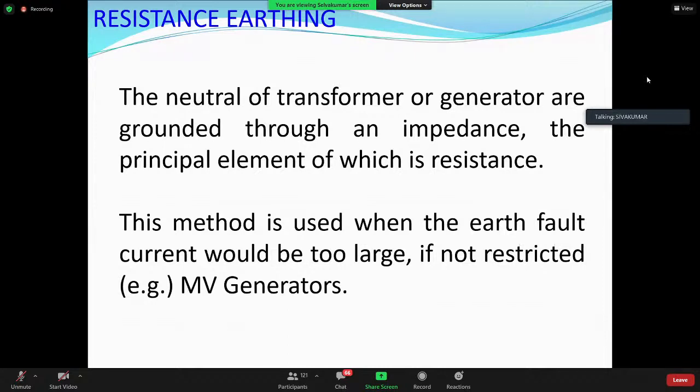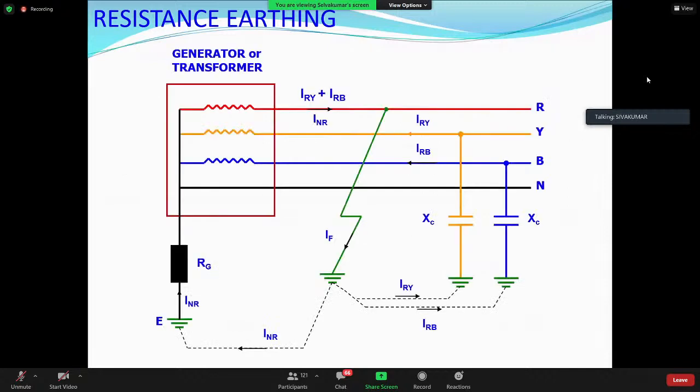Here you can see, in the previous system we saw, there was a solid conductor between the neutral and the earth. Here I have inserted a resistance. So here the current is again, ignore this capacitive current. I have shown it, since it is there, but this is negligible. The major portion of the current is fault current. If there is an R phase to ground fault, the current will take this path.